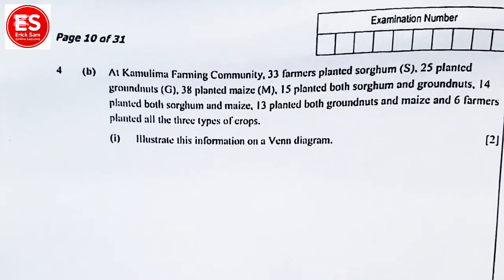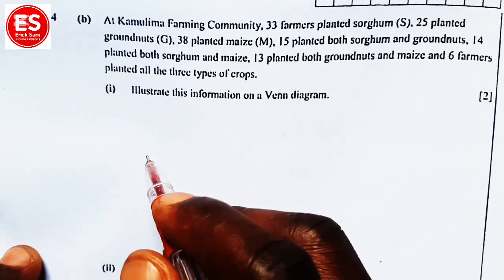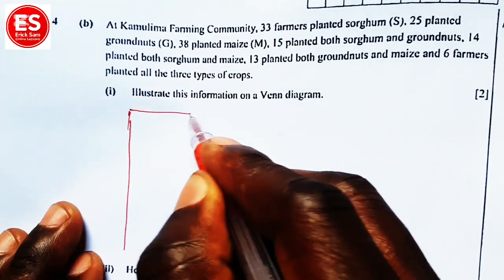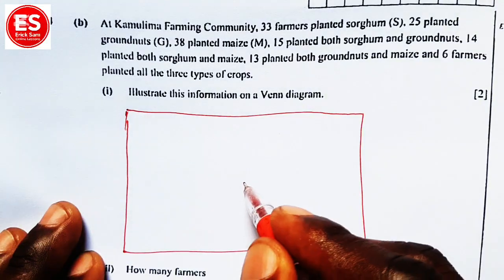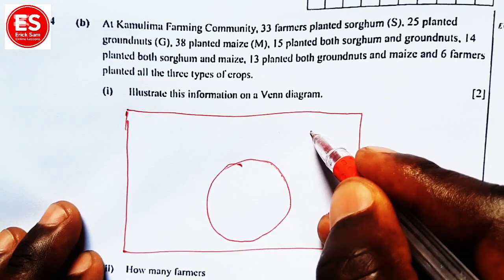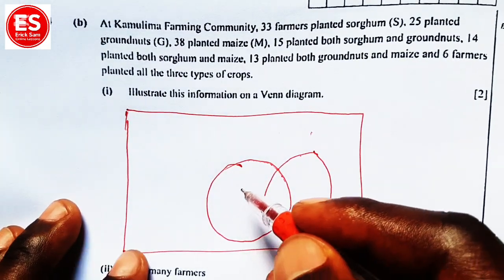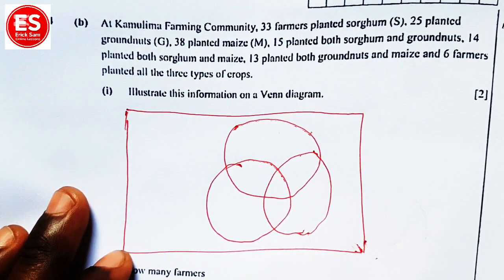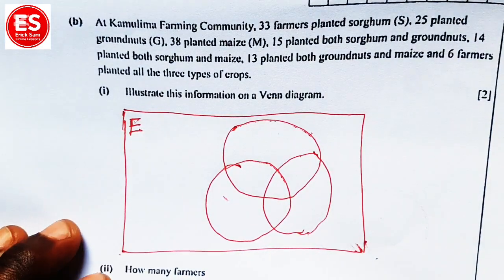Now the question is telling us to illustrate the information in the Venn diagram. So illustrating the information, we have to draw the Venn diagram. So we draw the Venn diagram like this. Let's say this is the first set, then the next set here, then another set there. So there are 3. Remember the Venn diagram has a universal set symbol.